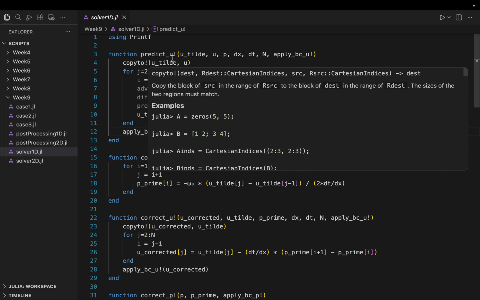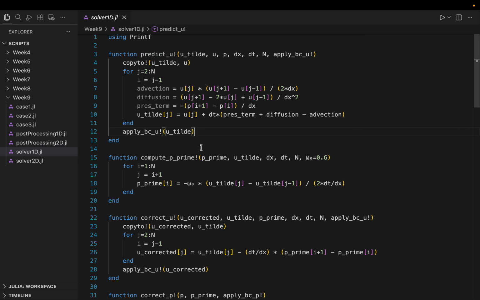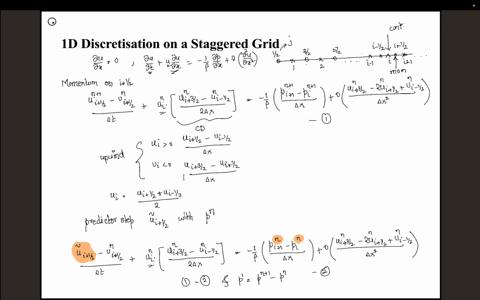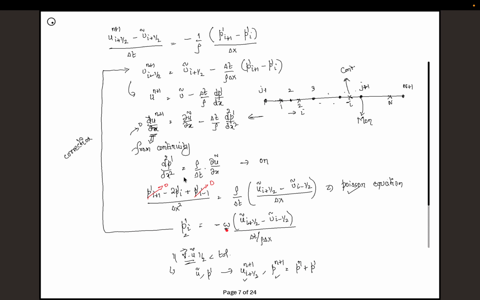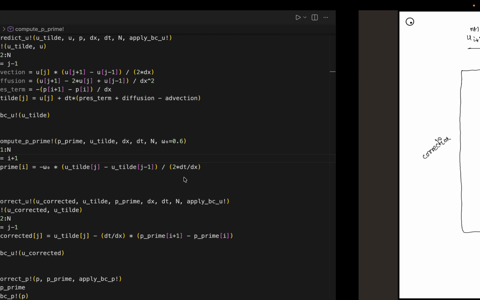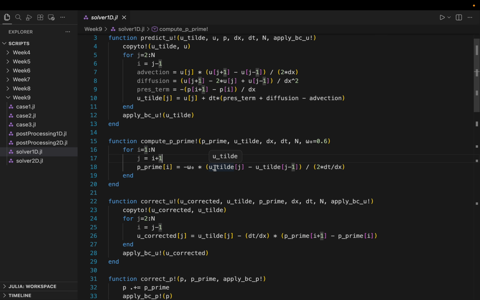So once we have predicted the velocity, the next step is to compute p prime. So p prime is this equation: omega, the relaxation factor, times del u del x by delta t, delta t by rho. I've assumed rho to be 1. So this is minus omega naught times the del u del x term, u tilde j minus u tilde j minus 1 by del x. And then you have 2 delta t here. I've given 2 here, but accordingly this will get adjusted into the omega naught value that we have. So this will compute the p prime.